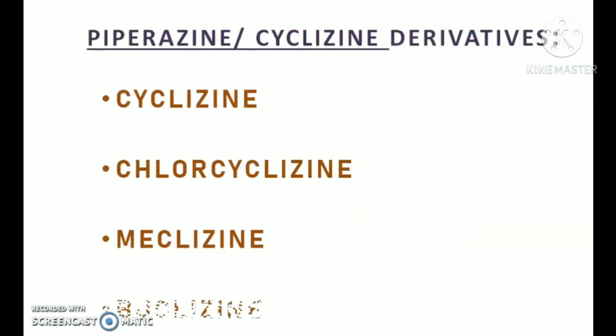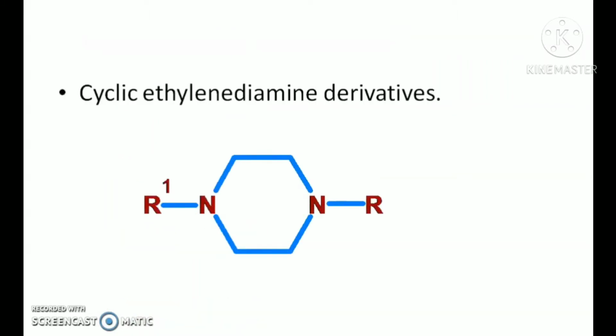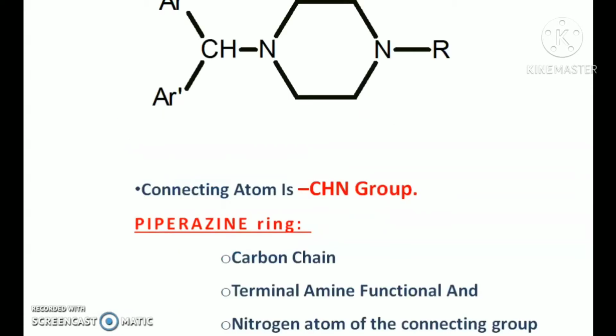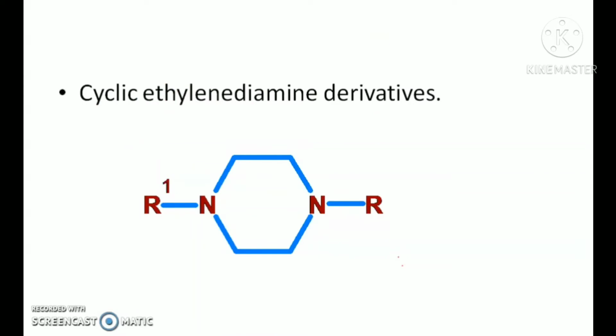Four drugs are mentioned in your syllabus: cyclizine, chlorcyclizine hydrochloride, meclizine hydrochloride and buclizine hydrochloride. Cyclizines are also known as piperazines because they contain a piperazine heterocyclic nucleus in their structure. These cyclizines can be considered as cyclic ethylene diamine derivatives. You can see two nitrogen atoms in their structure, and those two nitrogen atoms are connected by two ethylene bridges, and so it becomes a cyclic structure.